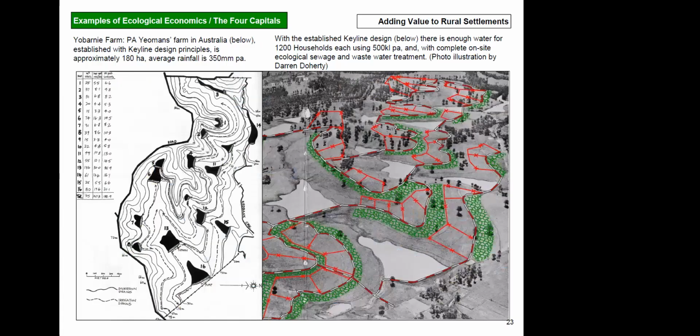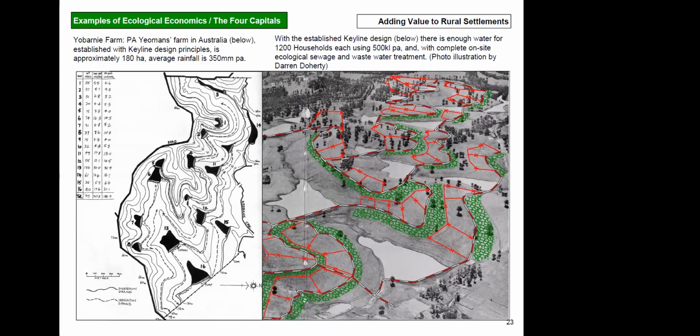And just two more slides. And this one I like to use because it gave me a lot of inspiration of what to do in a rural area or peri-urban area. So on the left-hand side here, this is the original farm of P.A. Yeoman, who developed the keyline system. And we'll speak a lot more about the keyline system in the next couple of modules, but we're introducing it here because its whole thrust is based on water.